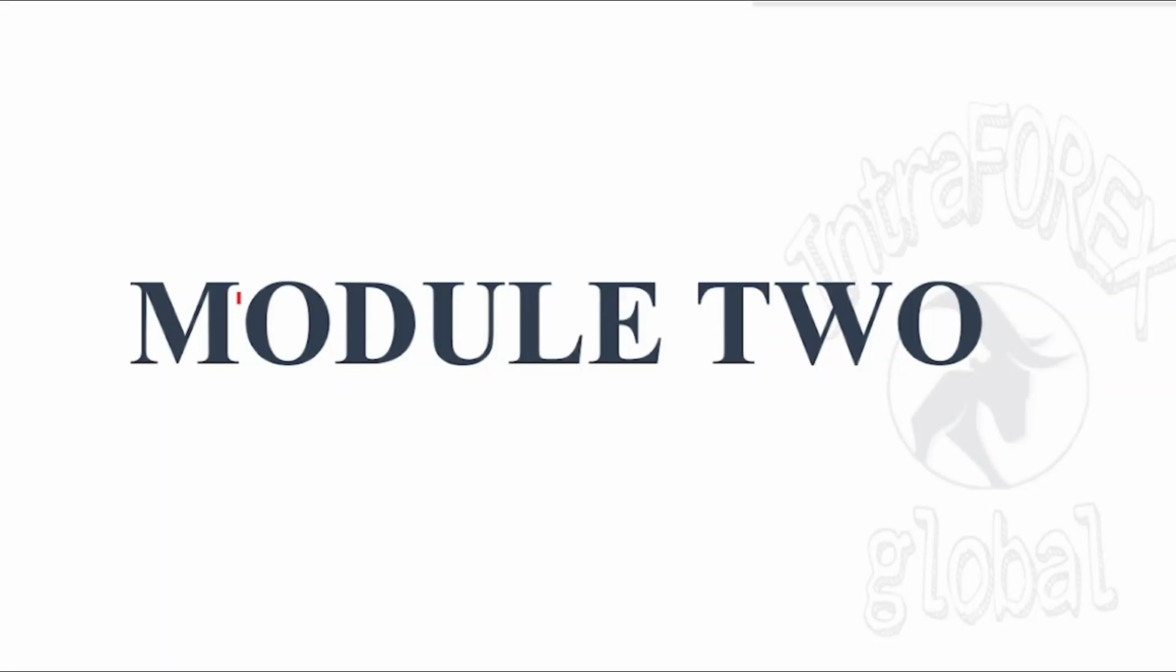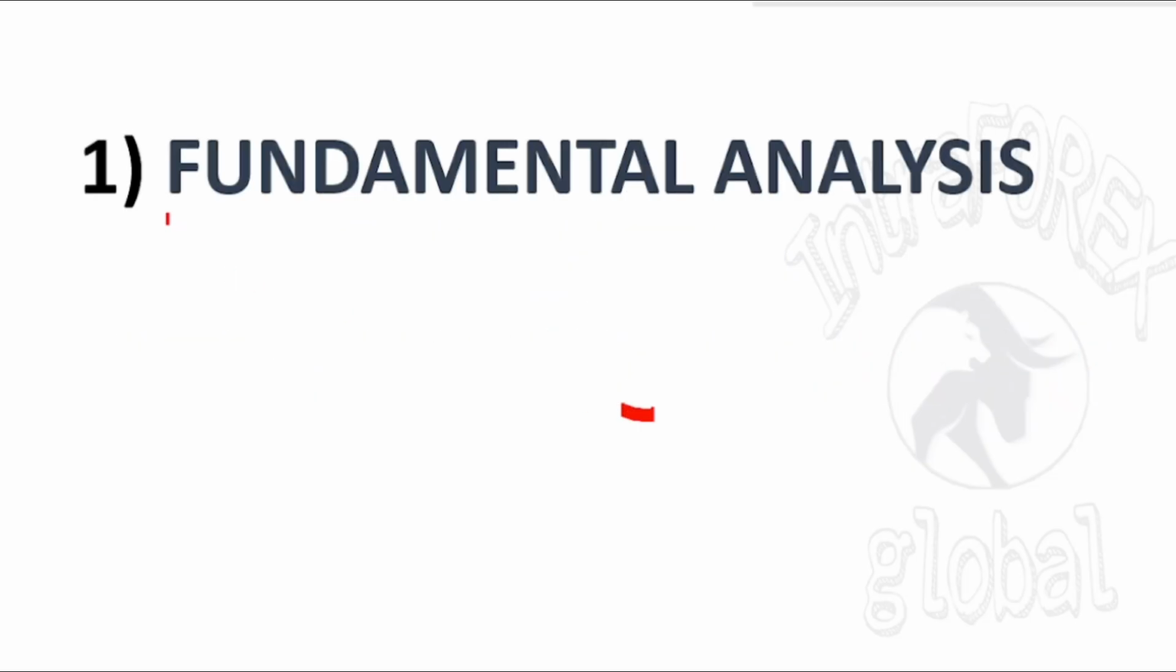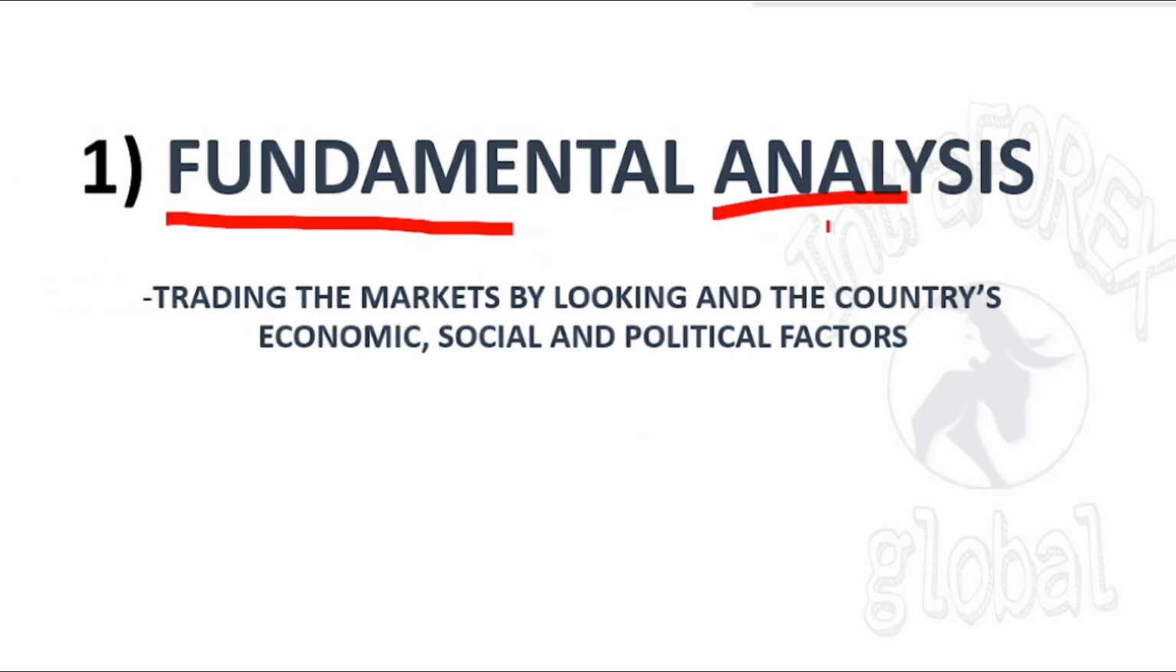Okay, so I hope you learned something from module number 1. So module number 2, we want to talk about the types of trading, or the types of analysis. Okay, so we have the fundamental analysis, and when we talk about fundamental analysis, we are looking at the country's economic, social and political factors. Meaning stability in these factors leads to a stronger currency.